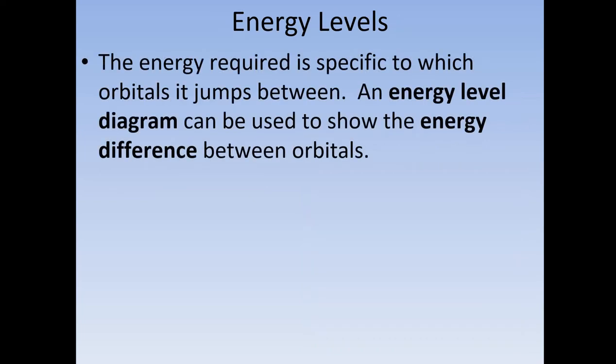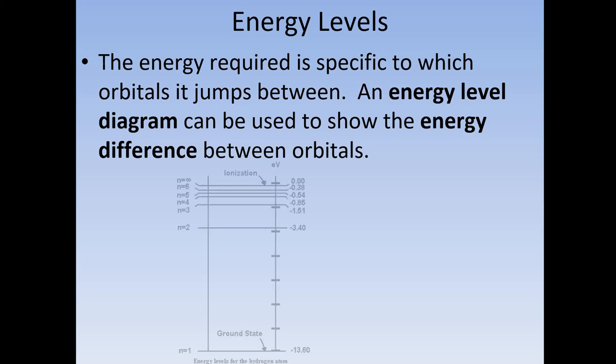So the one thing about this is that the amount of energy required is very specific to the orbital that's jumping, as well as what type of element we're dealing with. Jumping from the n equals 1 to n equals 2 orbital for hydrogen is not different than helium. What we would do is typically we'd have what's called an energy level diagram, and this basically shows the energy difference between all the different orbitals.